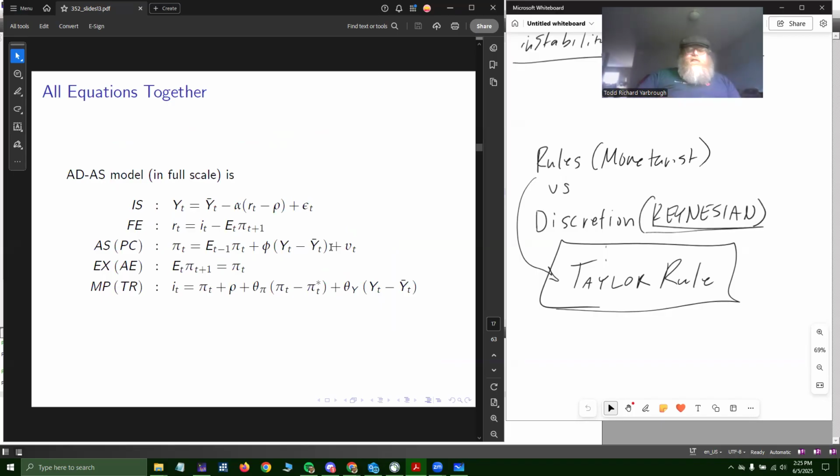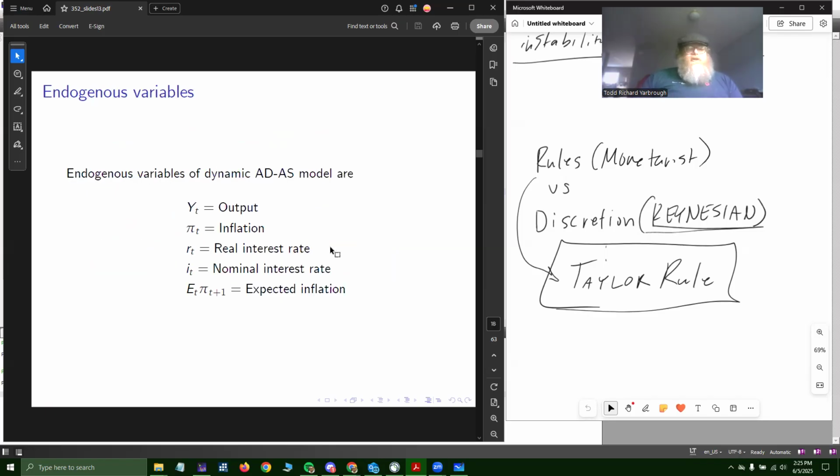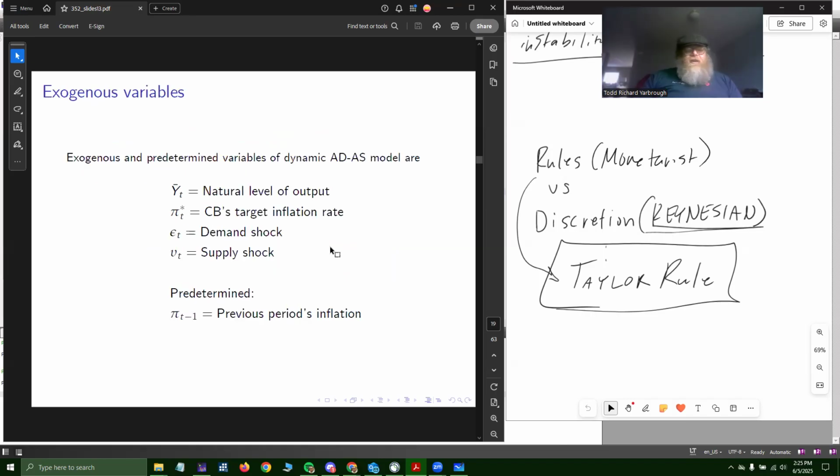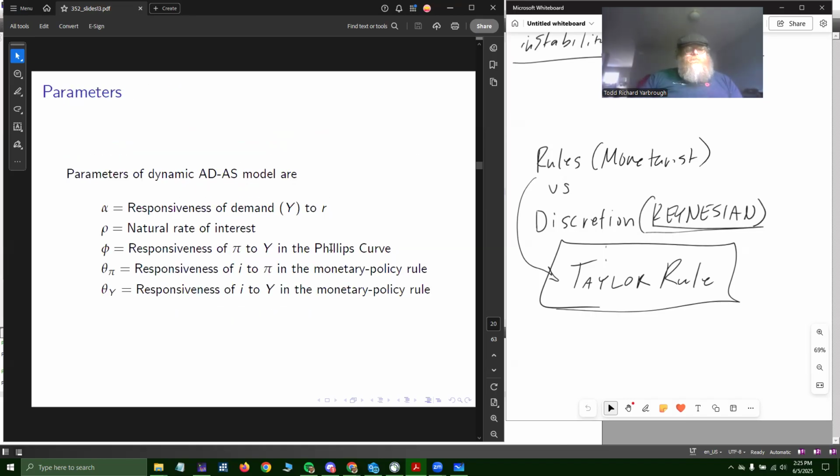So here are the 5 equations. Again, those 5 endogenous variables that we're interested in. We get real output from the IS curve. We get the real interest rate from the Fisher effect. We get the inflation from the Phillips curve. We get expected inflation from adaptive expectations. And we get the nominal interest rate target from the Taylor rule. So you just sort of put all these things together, right?